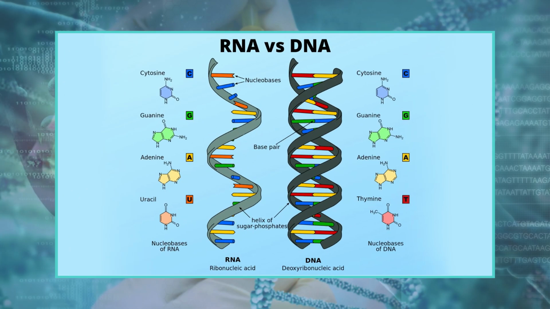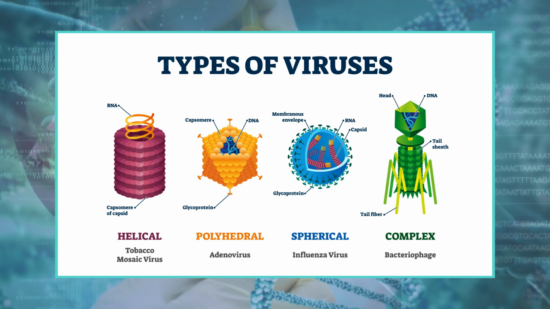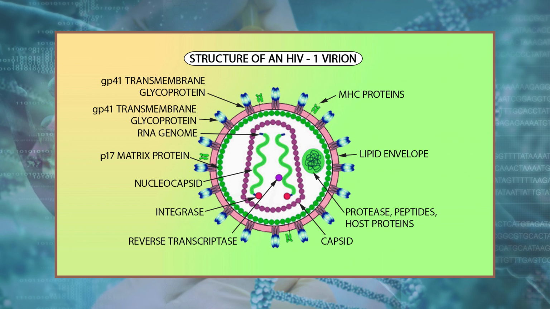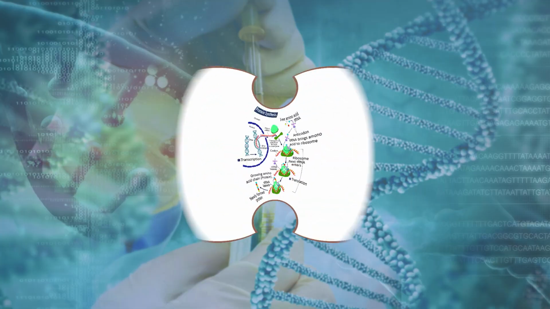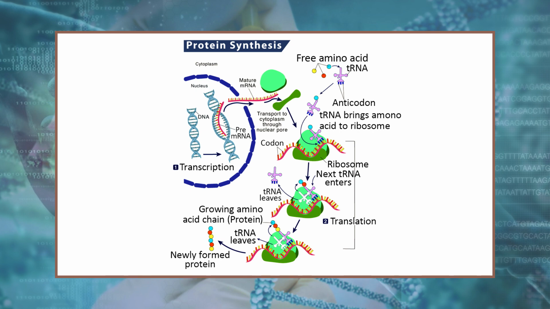This is also true for viruses, as most of these entities have either RNA or DNA as their genetic material. For instance, some viruses may have RNA as their genetic material, while others have DNA. The human immunodeficiency virus contains RNA, which is then converted into DNA after attaching itself to the host cell. Apart from being responsible for the inheritance of genetic information in all living beings, DNA also plays a crucial role in the production of proteins.